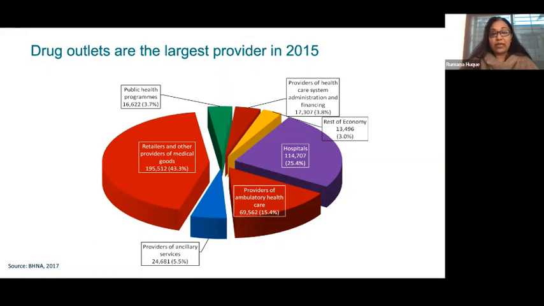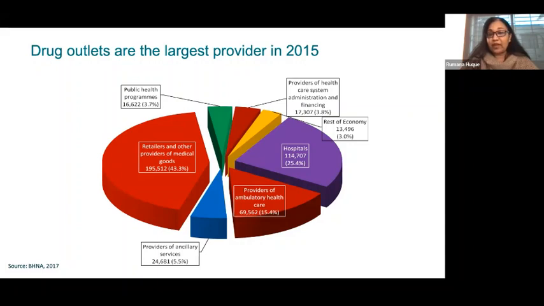But here also retailers and other providers of medical goods really consume a big chunk of the expenditure, 43%, but public health programs only 3.7%. So as in the previous diagram, you could also see that preventive care is really getting less expenditure in the country. So our focus is mainly on clinical care, and this diagram also shows that public health programs receive a really low amount compared to other expenditure groups.